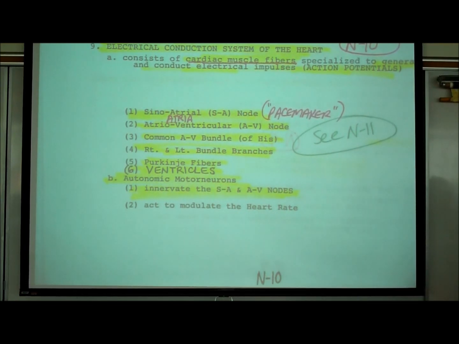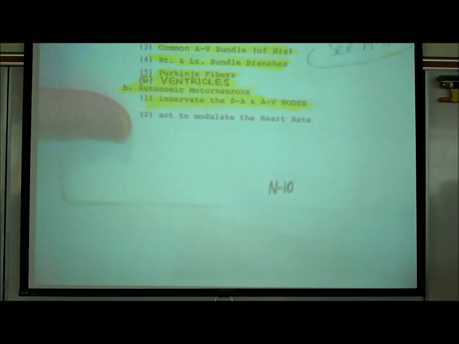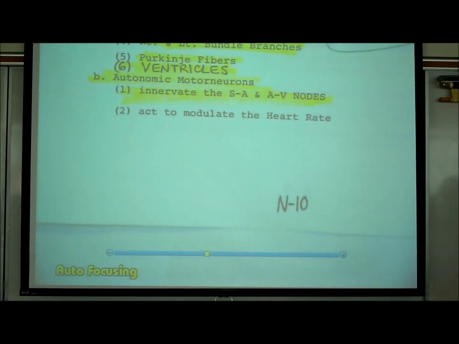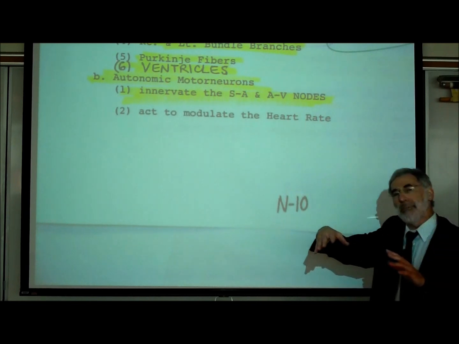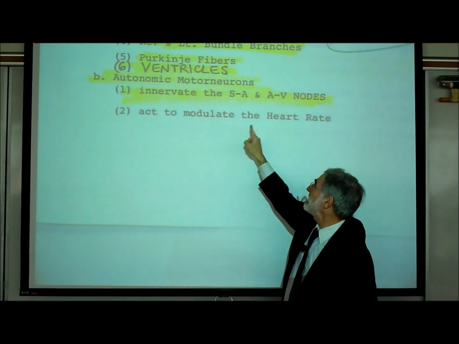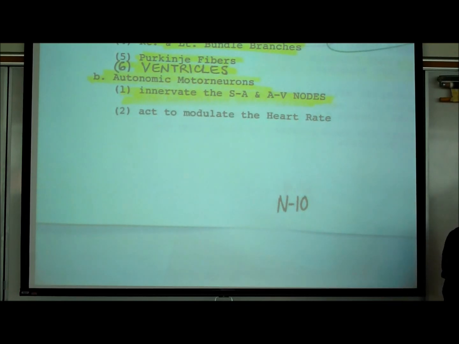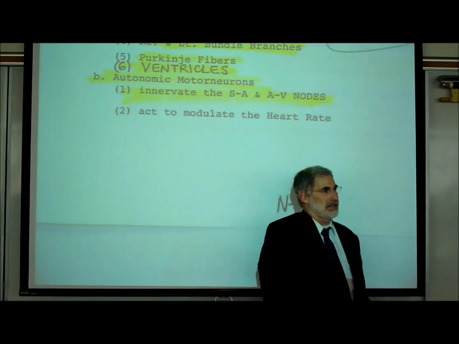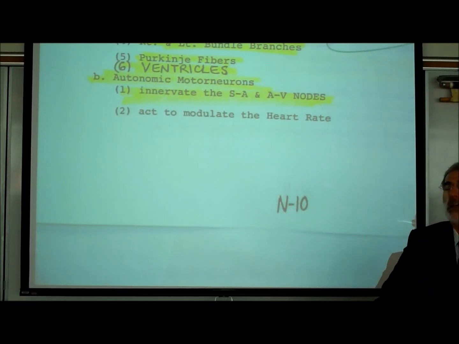Now we wrote at the very bottom that there are autonomic motor neurons that innervate the heart. And where the autonomic motor neurons connect to the heart is at the SA node and AV node. The purpose of the autonomic motor neurons, we wrote, is to modulate the heart rate. You'd say, what does that mean? Modulate means to speed up or slow down.